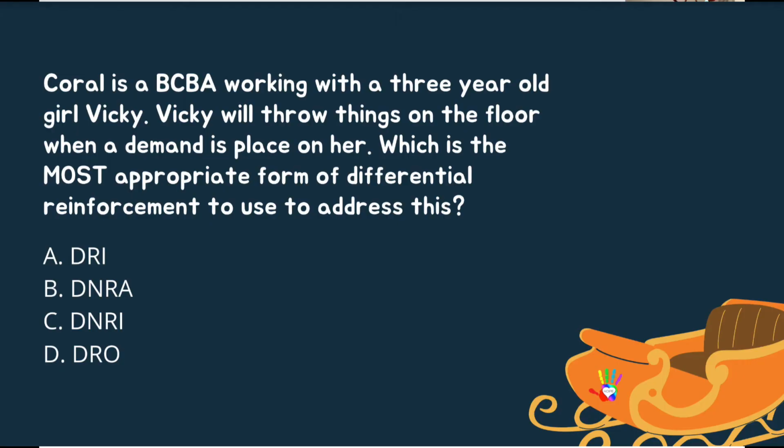Okay, guys, so let's look at this question. It says Coral is a BCBA working with a 3-year-old girl, Vicky. Vicky will throw things on the floor when a demand is placed on her. Which is the most appropriate form of differential reinforcement to use to address this? Well, now you should know the answer, so please drop it in the comments below.